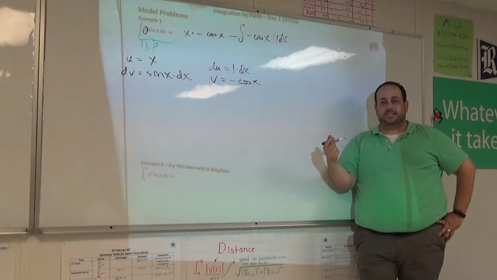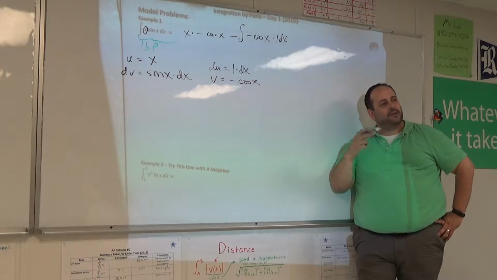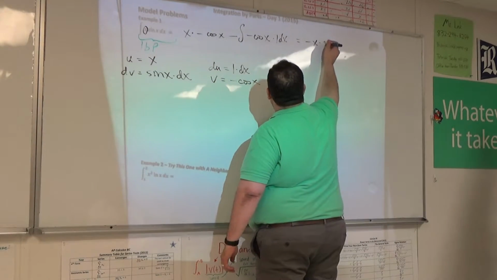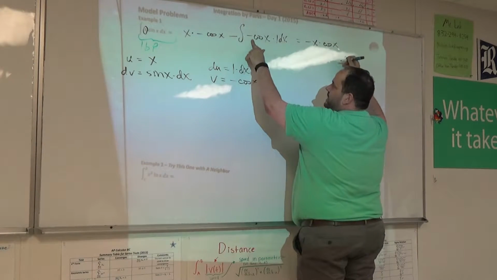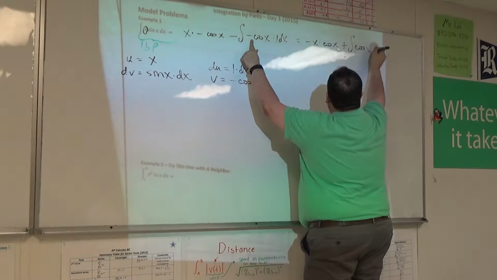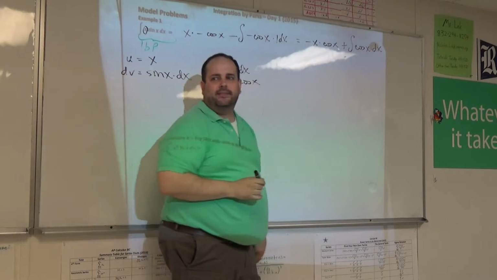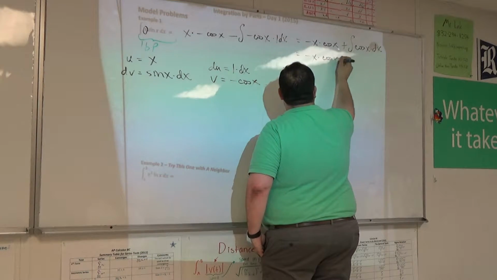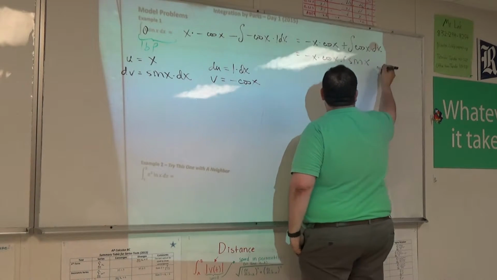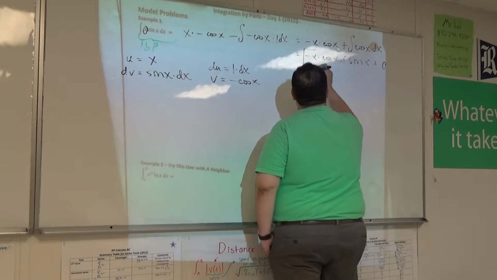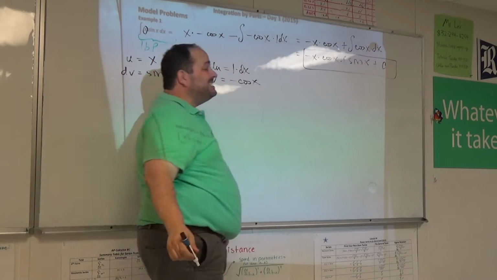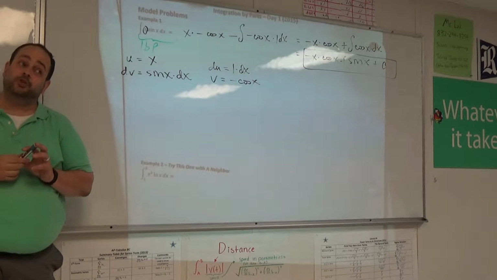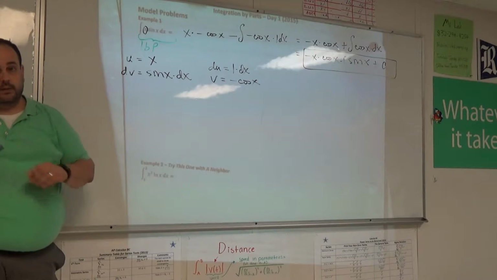It still requires integration on your part, but the integration is much more within your reach. Because if I clean this up, this is negative x cosine of x minus, I've got a negative over here, so let's make it a plus, the integral of cosine of x dx, and everybody and their mama knows the antiderivative of cosine of x dx is sine of x. Y'all have some smart mamas. Okay, negative x cosine of x plus sine of x plus c. I claim that that is the antiderivative. I want you all, while I go take attendance, to actually make sure I am not lying to you all, as I sometimes do.